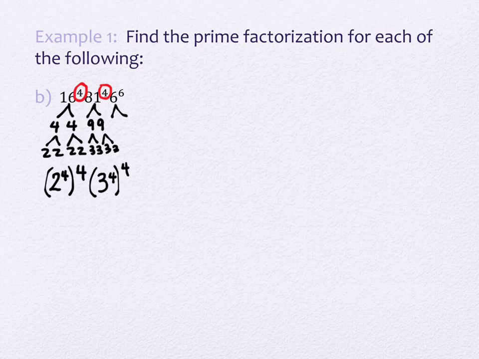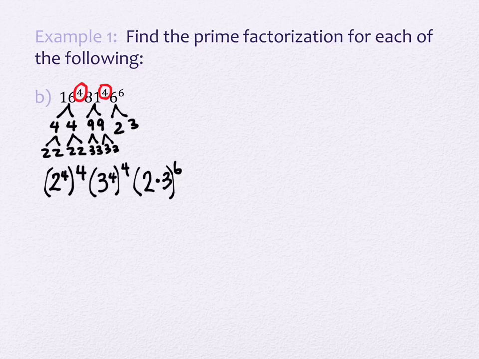Okay, next one, 6. 6 is what? 3 and 2, or 2 and 3. So now we have, replacing the 6, 2 times 3, which looks a little different than the last ones I did, to the power 6. Okay, everybody good so far? Yes. This is in prime factors, agreed? I have only prime factors now, so almost all the way there.